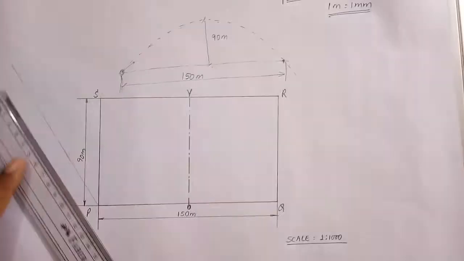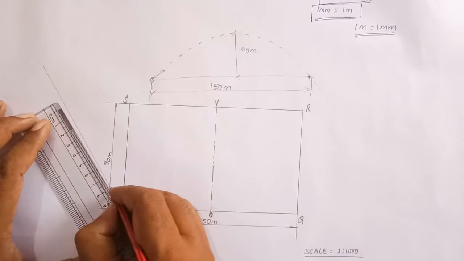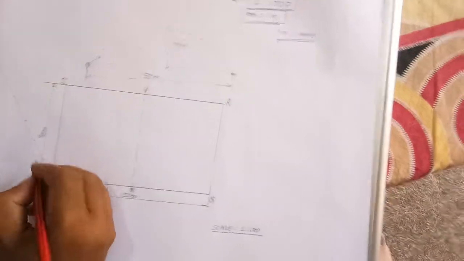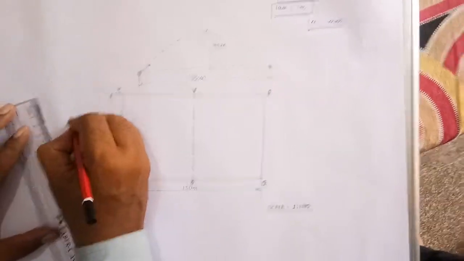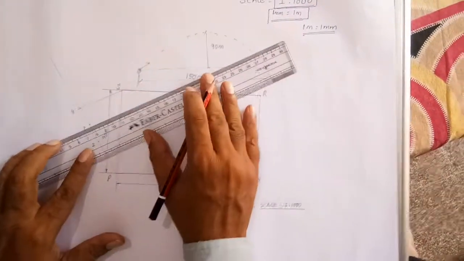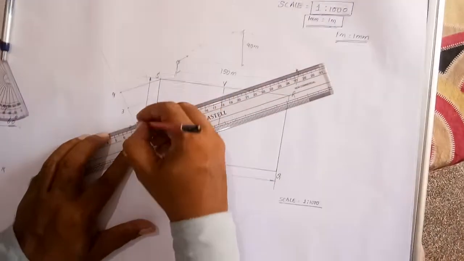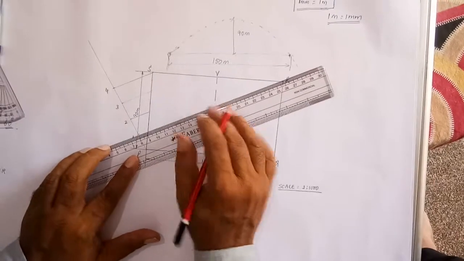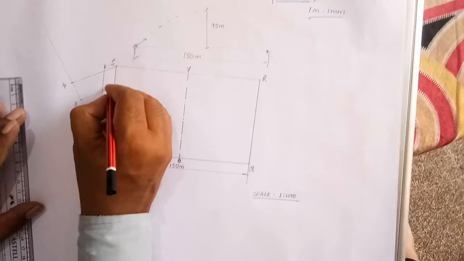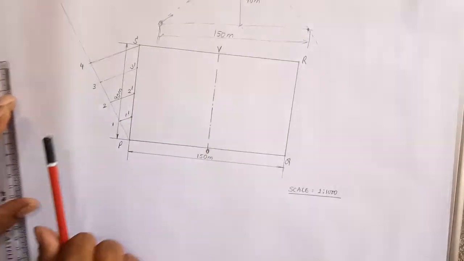Draw a line, any angle, and divide this line into 4 parts. So take 2 centimeter. Call it as 1, 2, 3, 4. Join 4S and draw line parallel to 4S. All this construction line should be thin. I told you earlier itself. All construction line should be thin. And name this as 3 dash, 2 dash and 1 dash.